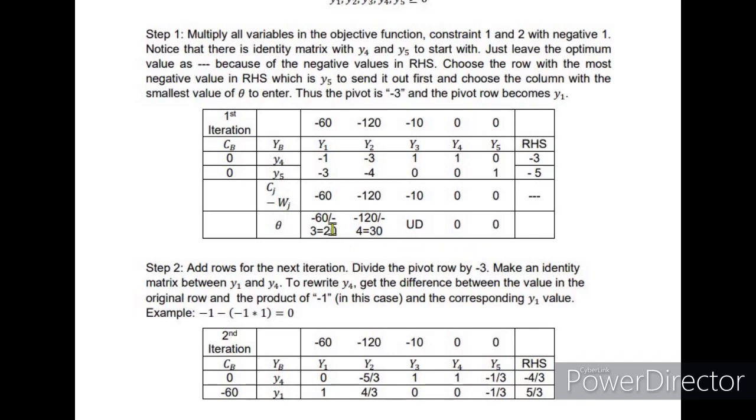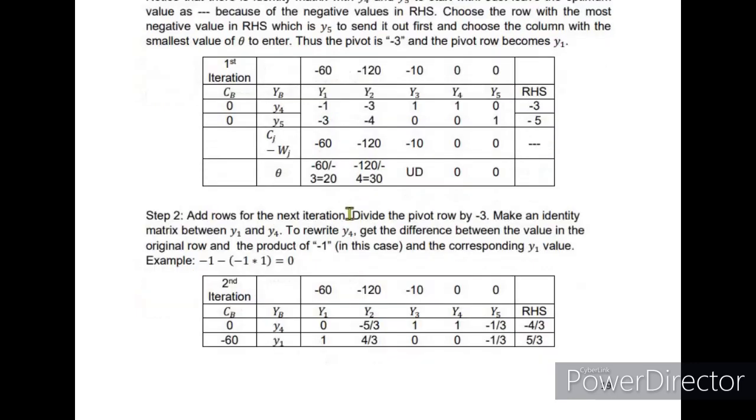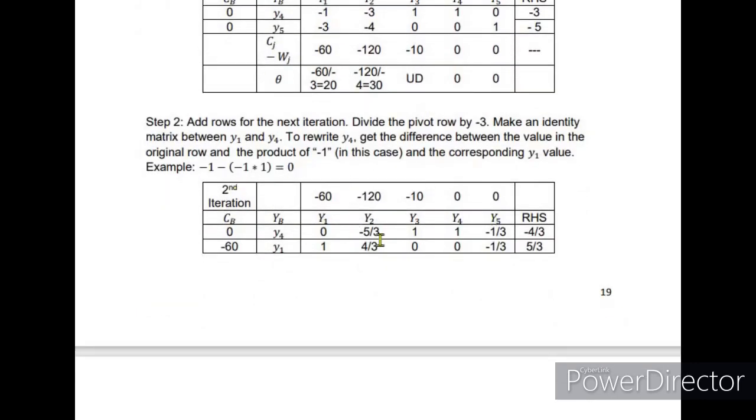So the lower one is positive 20. So we will choose to enter y sub 1. So y sub 1 will replace y sub 5. Okay? So we will add rows for the next iteration.